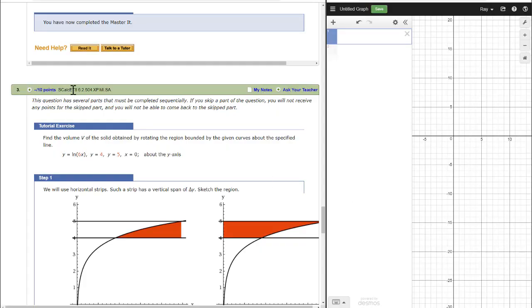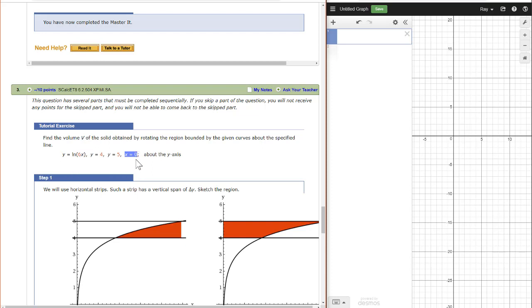Let's take a look at problem 3 from your lab assignment, section 6.2. They want us to find the volume of the solid obtained by rotating the region bounded by the specified lines or curves. We have y equals ln of 6x, y is equal to 4, y is equal to 5, x is equal to 0. So you should draw these things out.